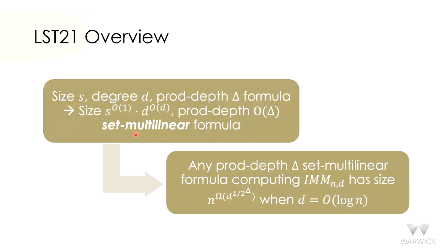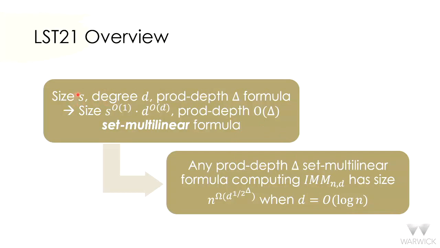That's the first step. In the second step, they establish lower bounds against set multilinear formulas computing IMM, which the quantitative expression is this. That's not super important for now. But the thing to note is that this entire framework works when the degree is small. I know that that's necessary, right?